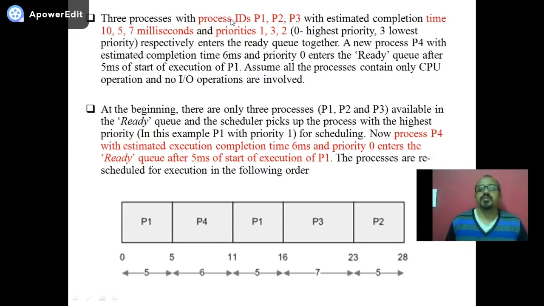So here the process list queue is listed with the process IDs: processes P1, P2 and P3, and the time slots are 10, 5 and 7 milliseconds. The priorities of these are: P1 is priority 1, P2 is priority 3, P3 is priority 2. Highest priority is 0 and lowest priority is 3. And then P4 with priority 0. 0 priority means highest priority.